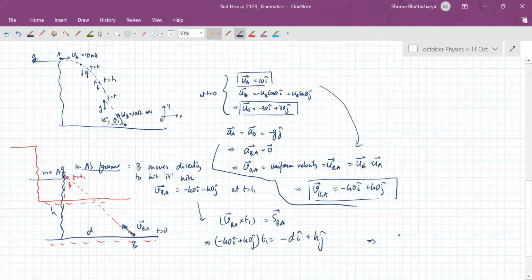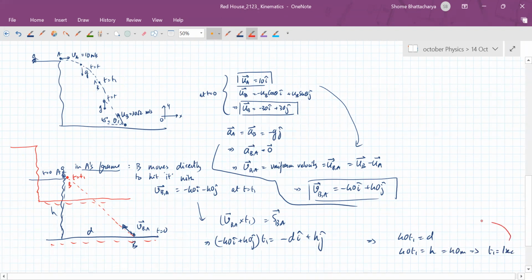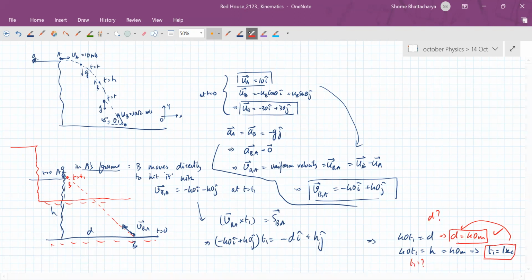From this you can see that 40 t1 is equal to d, and 40 t1 again is equal to h. Now h is equal to 40 meters, so t1 comes out to be 1 second, and putting that back over here, d comes out to be 40 meters. Here d was unknown and t1 was unknown, so we calculated t1. So basically it becomes a one-line solution.